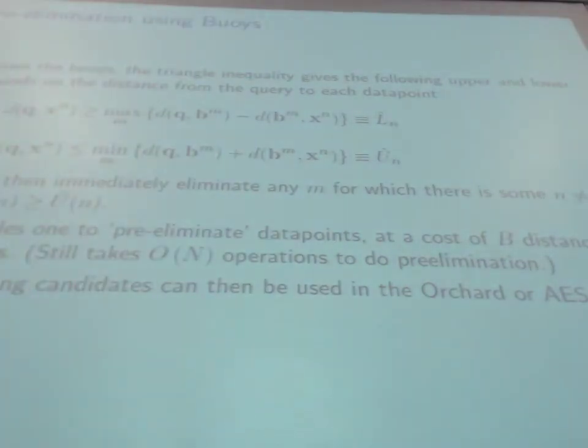Now let's imagine that you've done this and you find some lower bound which is bigger than some upper bound. Then basically this means that this point m can be eliminated.